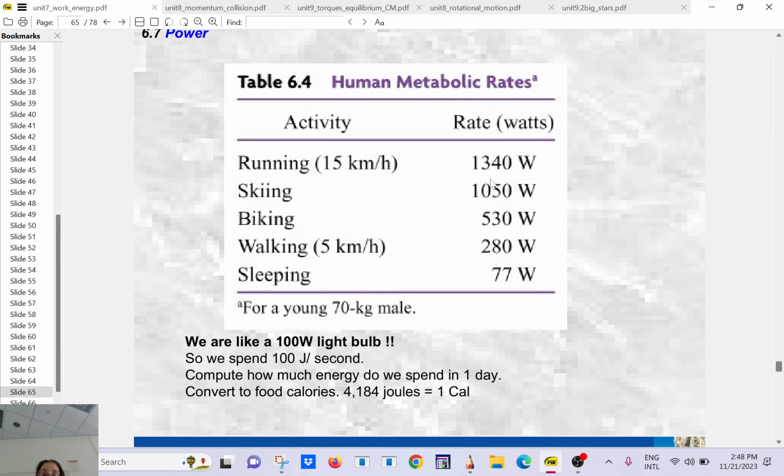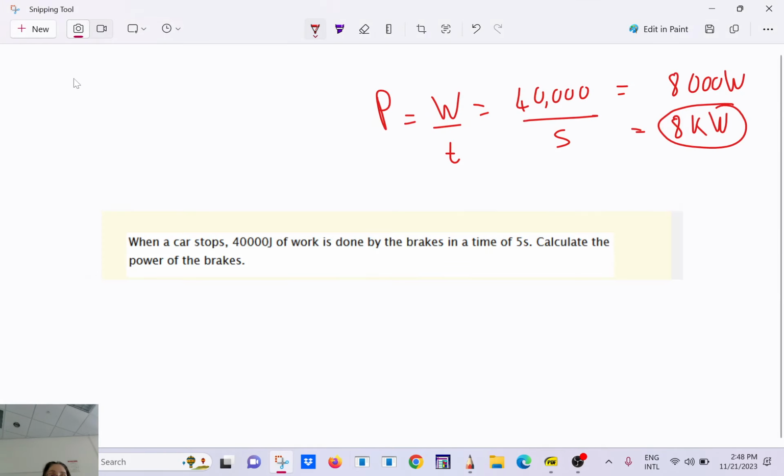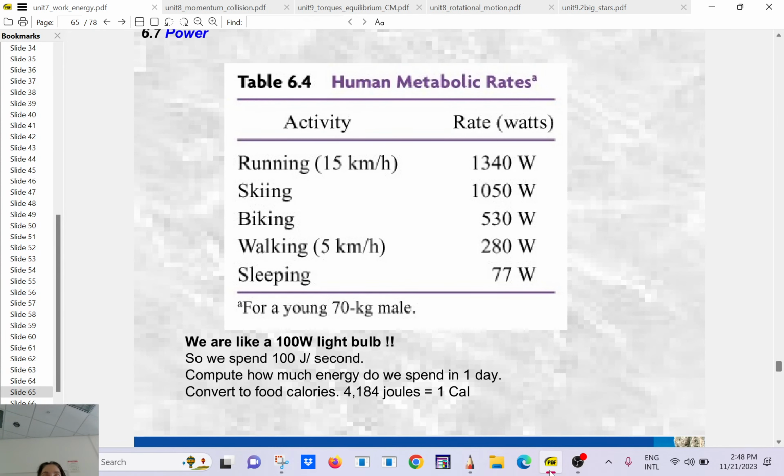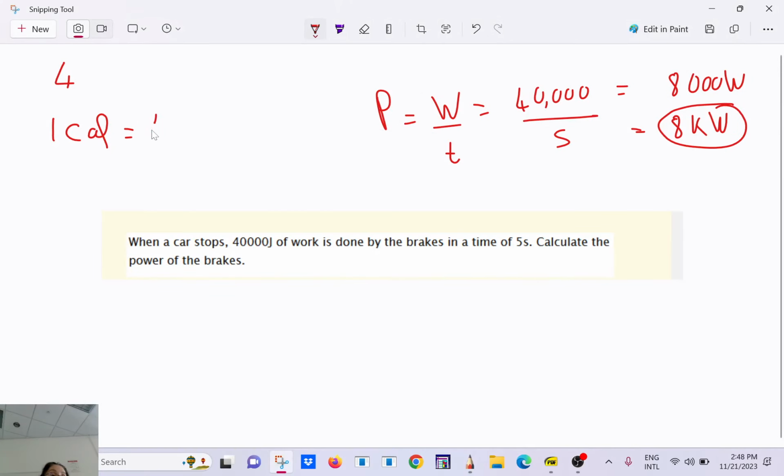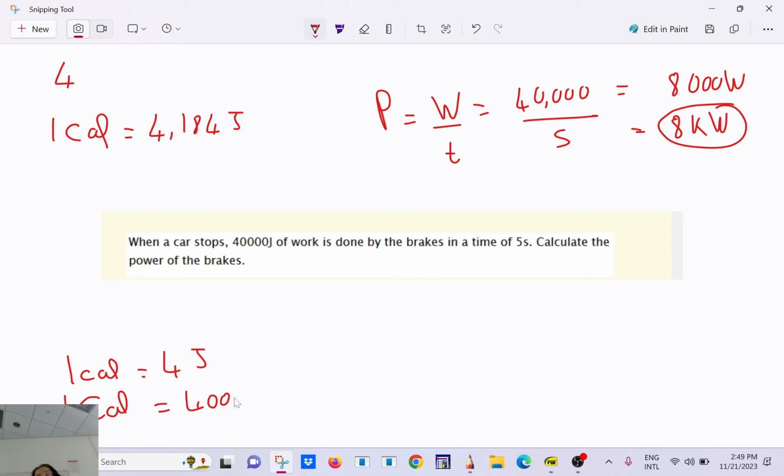Some examples in real life: running, 1340 watts, skiing, biking, sleeping. Even when you are sleeping, you are losing energy. I guess you learned that in biology. Here is an interesting example. One food calorie, a unit for energy. Don't confuse the chemistry calorie and the food calorie. One chemistry calorie is about 4 joules, and one food calorie, with an uppercase C, is about 4,000 joules. So one food calorie is 1,000 chemistry calories. Do you agree? Yes. Okay.